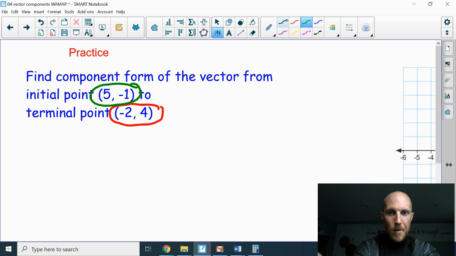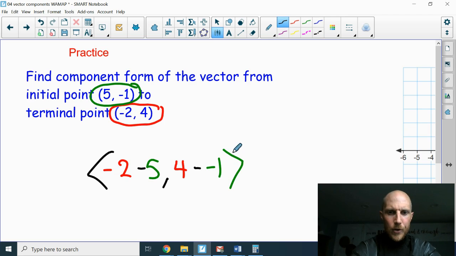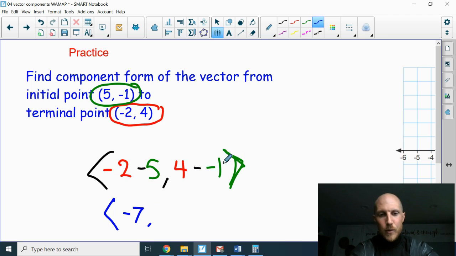Okay, so -2 minus 5. And then we'll do the y coordinates, 4 minus -1. Okay, so -2 minus 5, that's -7. And 4 plus 1, 4 minus -1, is 5.